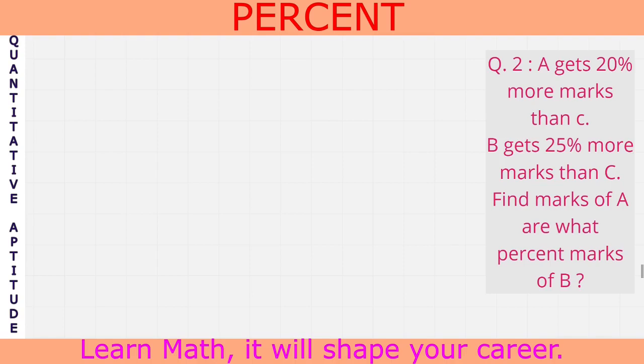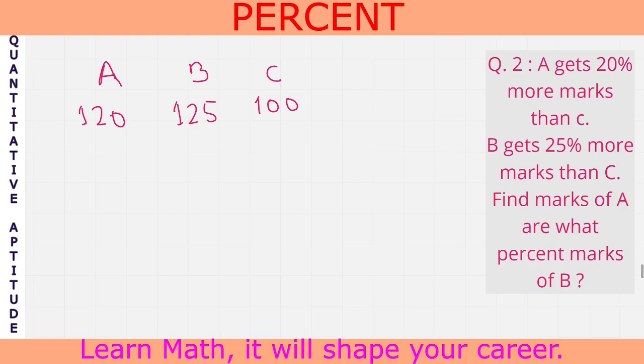So we solve like this. We make 3 columns: A, B and C. As both are compared with C, we assume marks of C equal to 100 and A is 20% more than C. So 20% of 100 is 20 and 100 plus 20 is 120. So A is 120 and B is 25% more than C. 25% of 100 is 25, so 100 plus 25 is 125. So A is 120, B is 125 and C is 100.